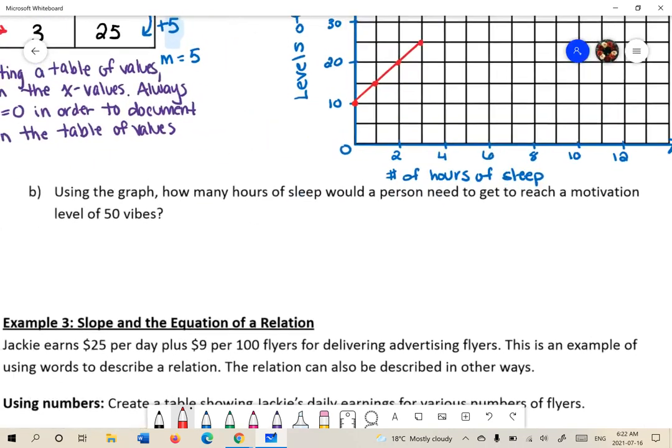Using the graph, how many hours of sleep would a person need to get to reach a motivation level of 50 vibes? So motivation level, that is your y value. So y is equal to 50. It's asking how many hours of sleep. That is your x. Finding x.